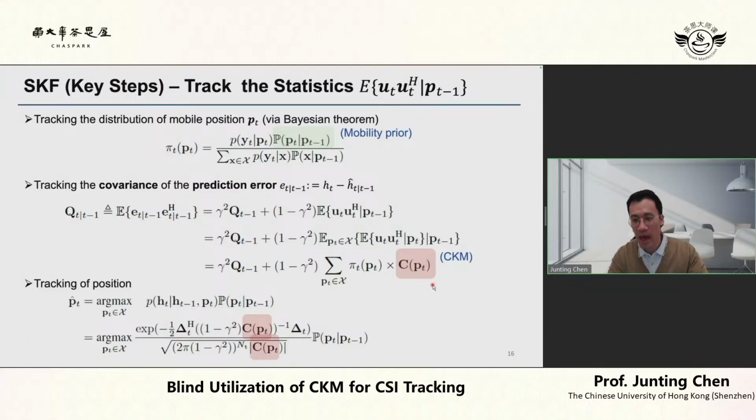Now with this, we have an estimate of the channel covariance matrix based on all the information that we have accumulated from the very beginning up to time t minus 1. With that, we have a better, more accurate computation of this covariance matrix. And then, based on this, we can also update the position estimate at time t, based on the probability of h_t conditioned on h_{t-1}, times the transition probability from the mobility model.